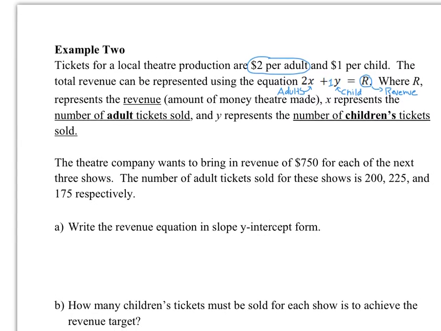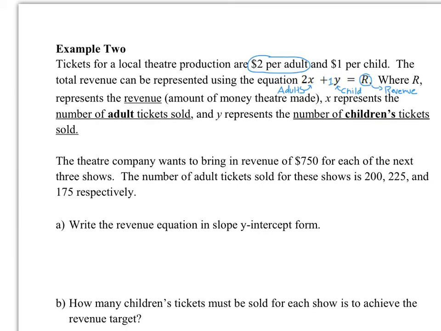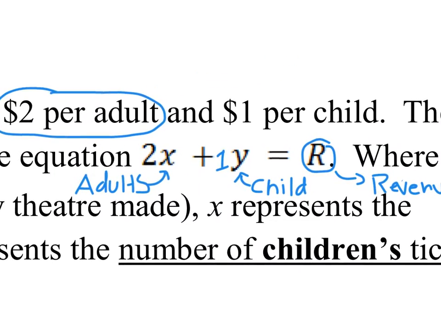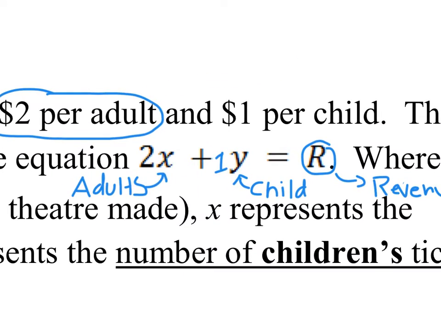The first step is going to be to write a revenue equation in slope y-intercept form. When it's asked me to take the equation that's given to me and isolate for y to turn it into y equals mx plus b, the reason why I would isolate for y, or get y by itself, is that I would need to find the number of children's tickets that need to be sold.